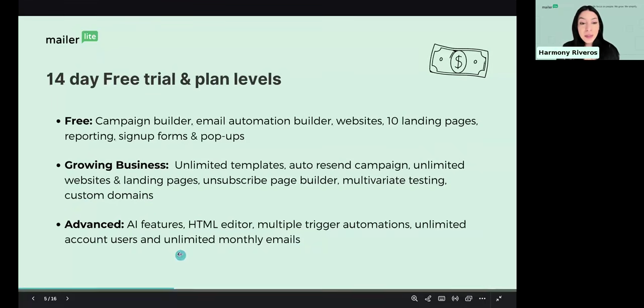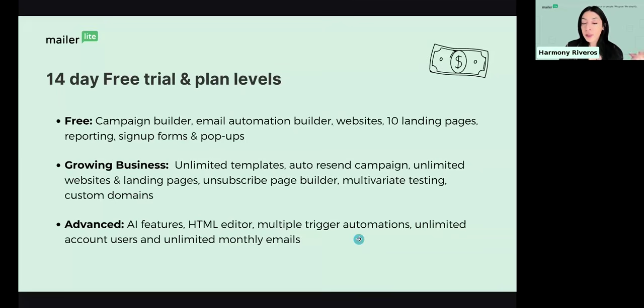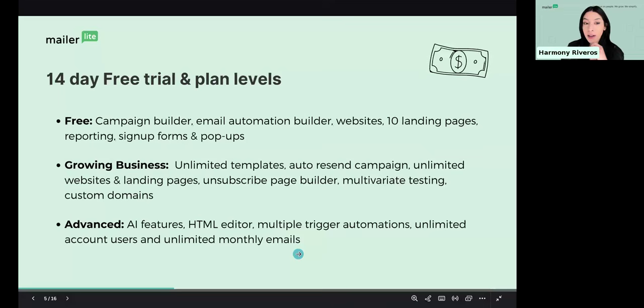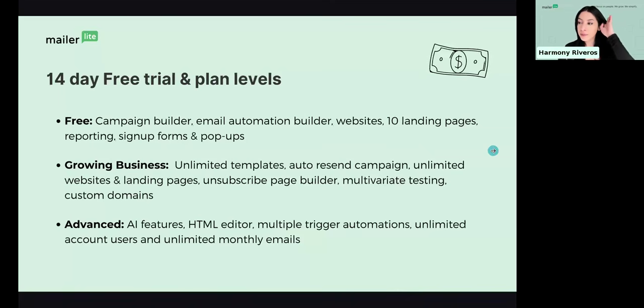And then advanced plans, that's when you have the AI features, HTML if you're building with code, multiple trigger automations, which I will talk a little bit more about when we go over automations, but just a way to create more complex workflows. Unlimited account users, which is a big one too, if you do have a larger team and you want different people to be able to access the account. And then as well as unlimited monthly emails if you are sending to a larger list and sending more often.